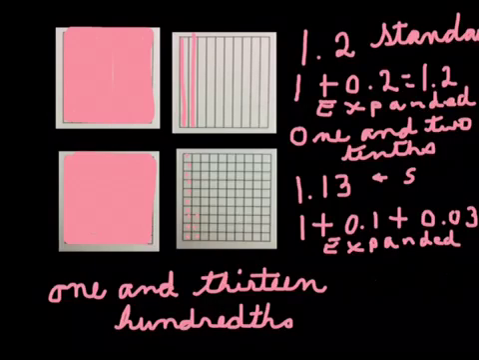Again, our objective is to look at these numbers and be able to write them in standard form using digits and symbols, writing them in expanded form, which means we have to break them apart, just like we did when we were talking about ones, tens, hundreds, thousands, and then being able to write them in written form.